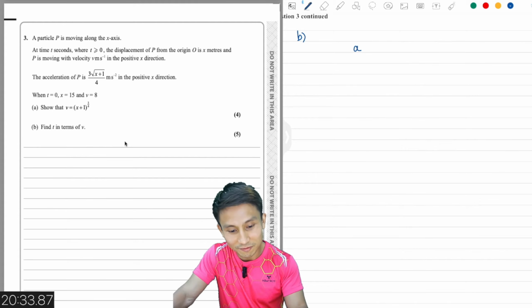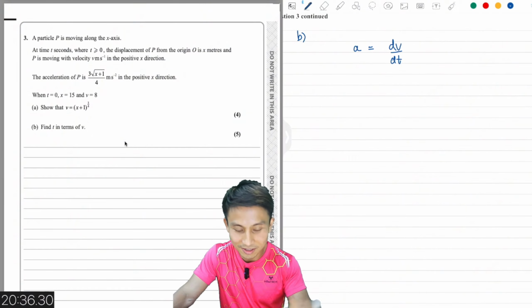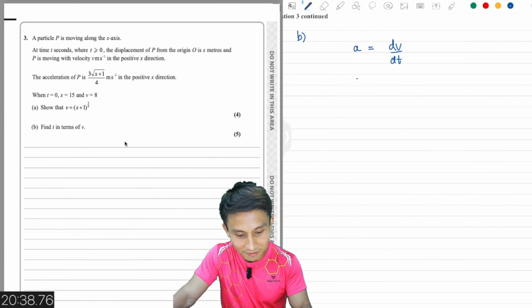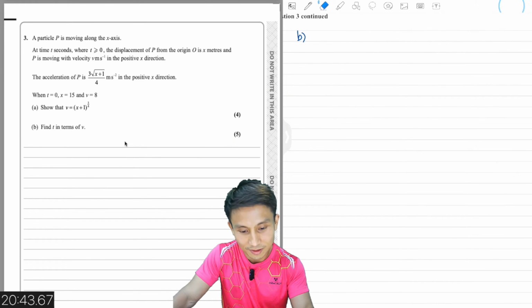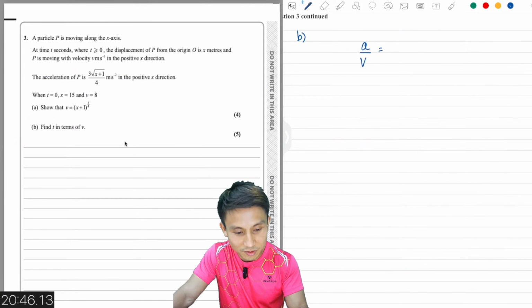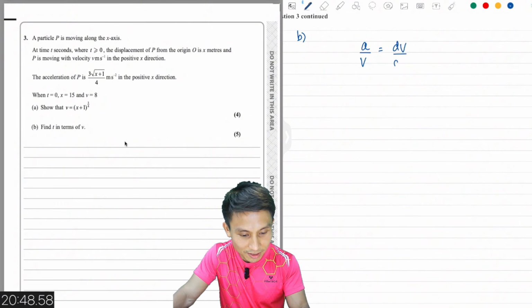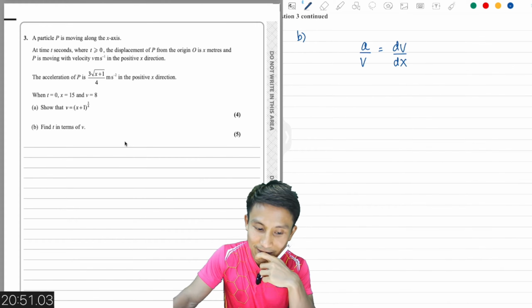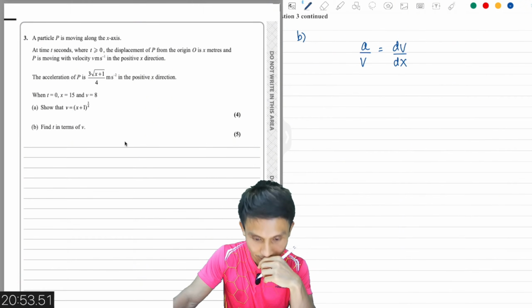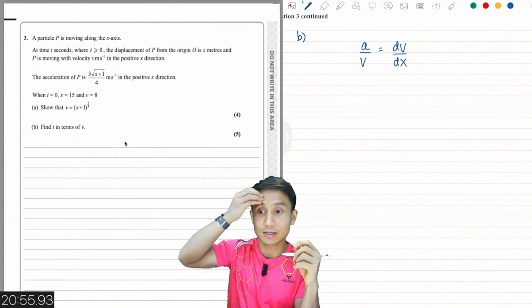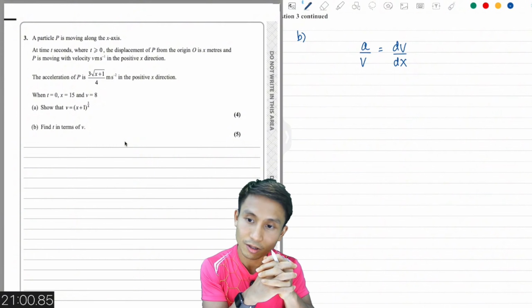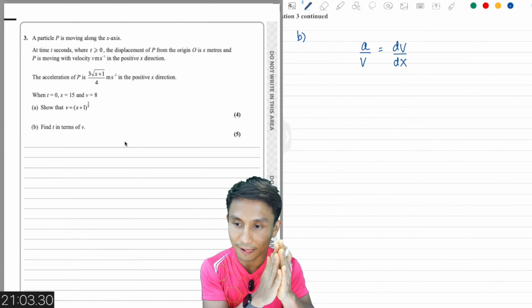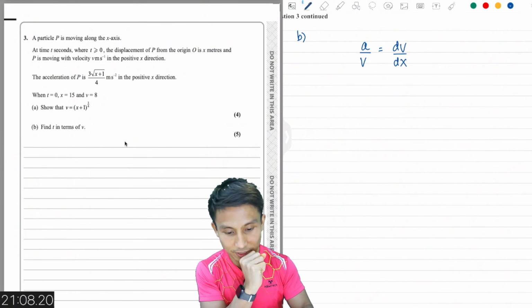Hang on, so we have a equals dv by dt, right? And for a itself, hang on, let me write this equation again. a over v equals dv by dx, right? And then t in terms of v. We know v in terms of x, but we want t in terms of v. Okay.